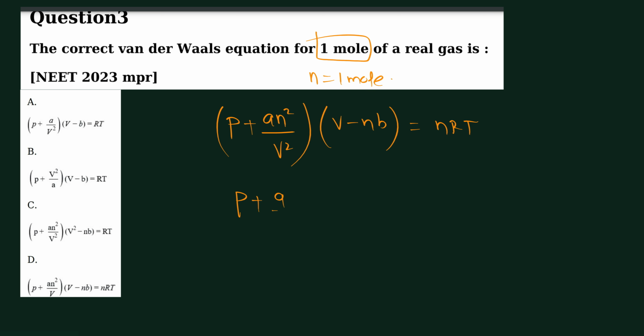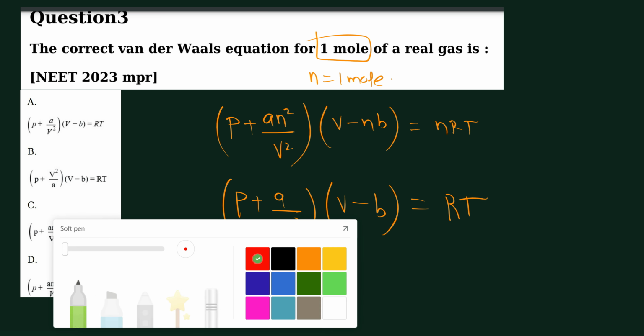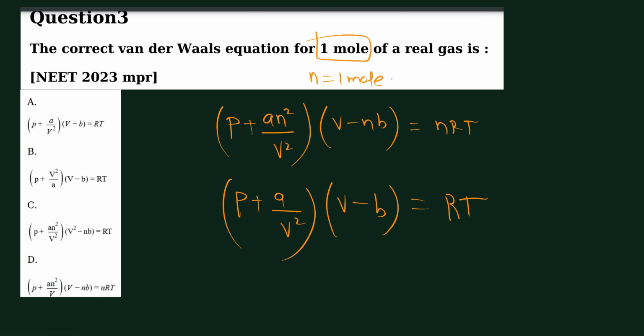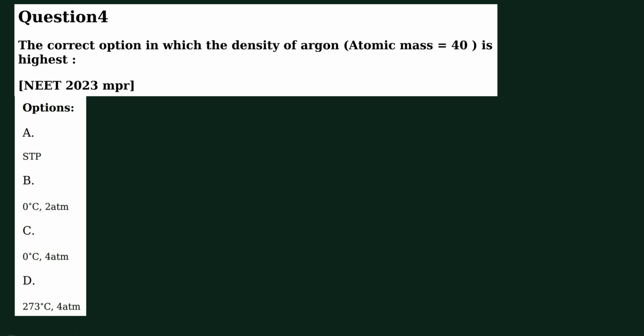Then the equation becomes: (P plus a by V squared) into (V minus b) equal to RT. So which option is matching? Yes, option A is matching. Question number 4. The correct option in which the density of argon is highest.